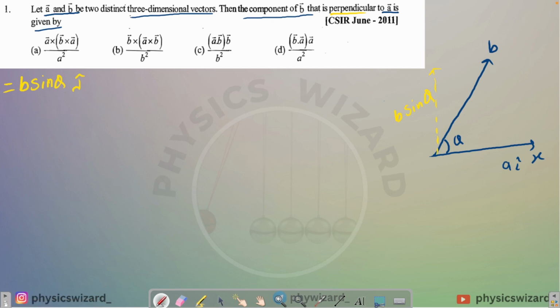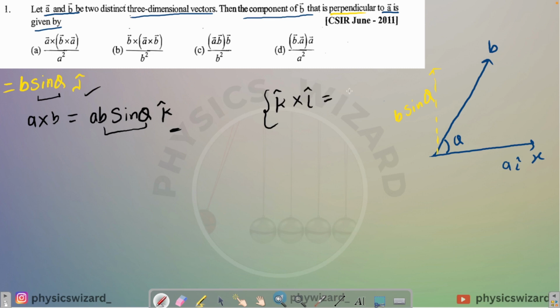Let's find how we will start here. As we have to find B sine theta, we will first find A cross B. It will be AB sine theta k cap. Now we have B sine theta, but we require j cap also. How can we get j cap from k cap? By cross multiplying with i cap, we get j cap. So we multiply it as A cross B cross A, because A is in the i direction. So we get A square B sine theta, k cross i.